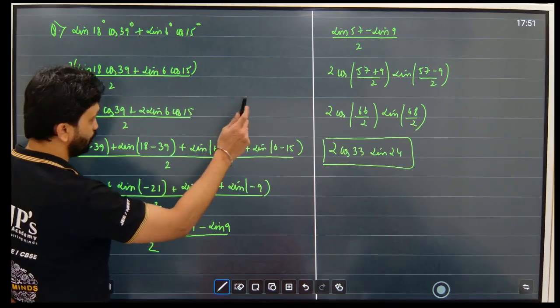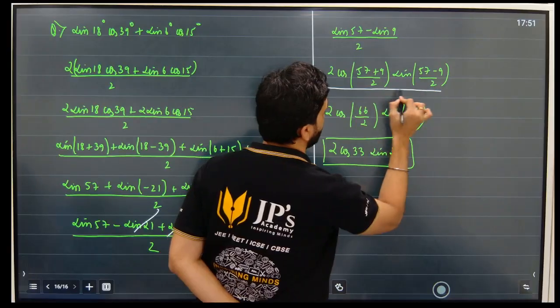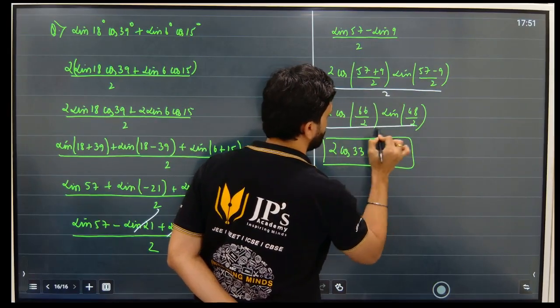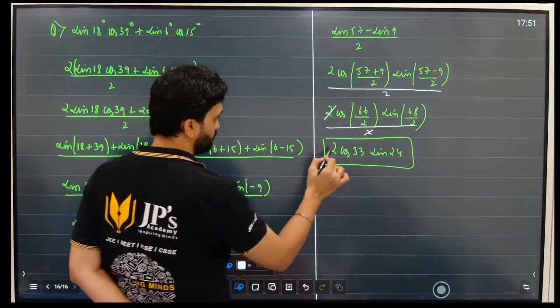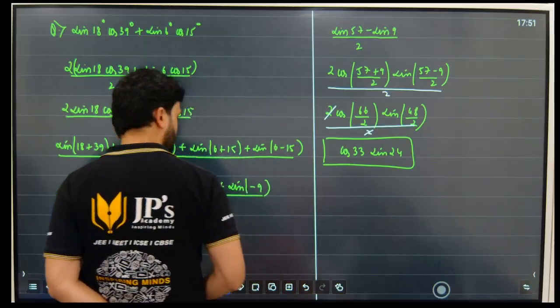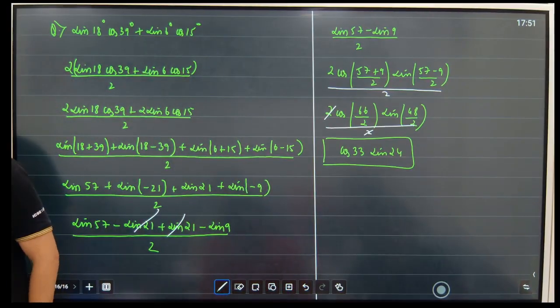Look, this has the whole upon 2 here, guys. I forgot to write the whole upon 2 here. This is the whole upon 2. So this 2 and this 2 get cancelled. So I'm left with cos 33 sine 24.